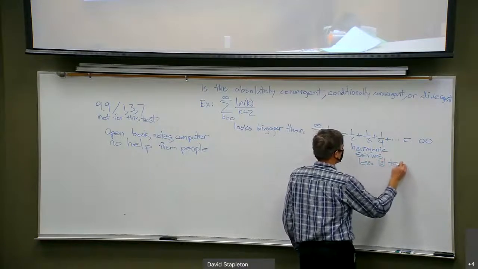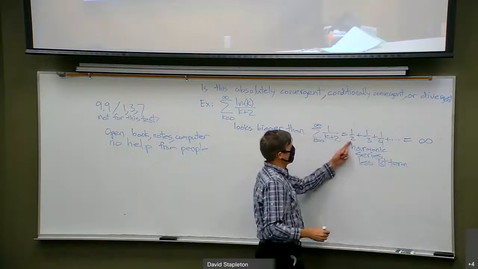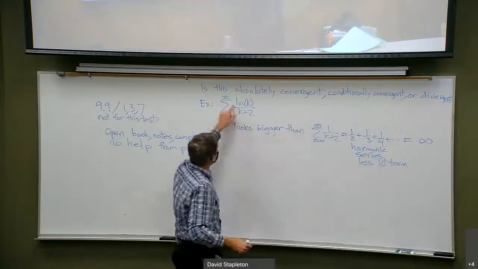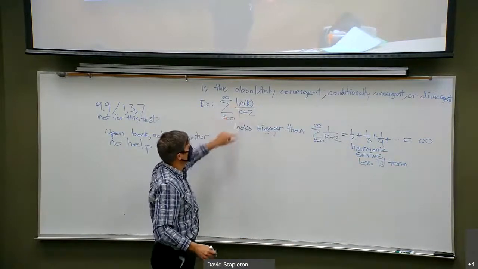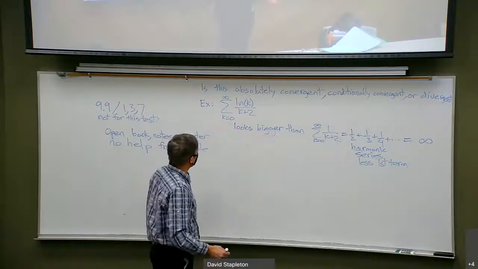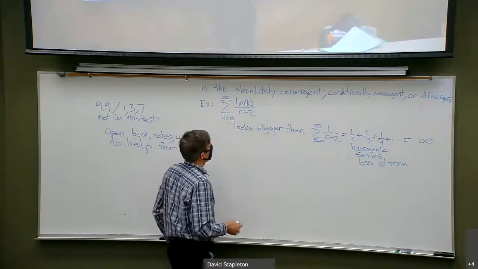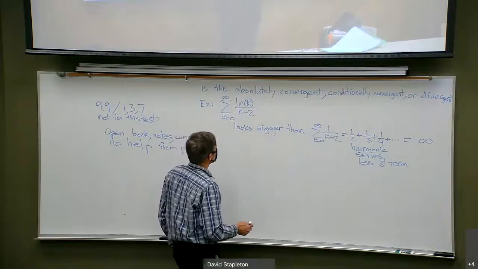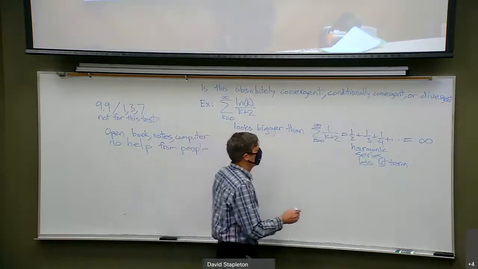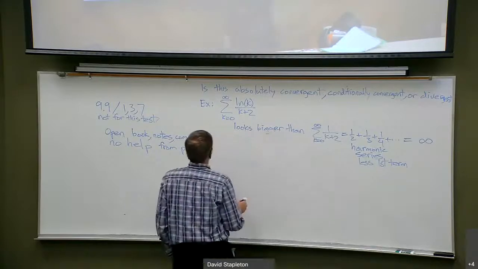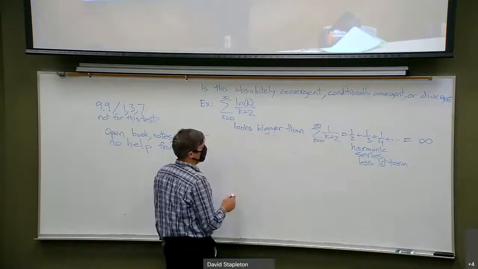Well, I look at this and I say, this one I know diverges. This one, ln of k times each term, bigger than one term, is going to be bigger. So I use that as a basis to show that this is actually divergent. So that's what you do. You can do a comparison test.